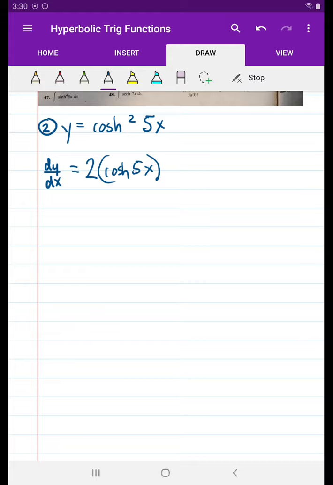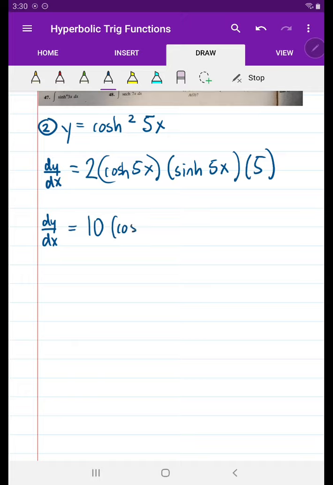Okay, so the next layer is the derivative of cosh, which is sinh. So we're going to have sinh 5x. And then the next layer inside of that, following along with our chain rule, is the derivative of the argument of that, which is the derivative of 5x, which is just 5. Right? So then if we simplify all of this, we can say that dy/dx is going to be 10 cosh 5x times sinh 5x.